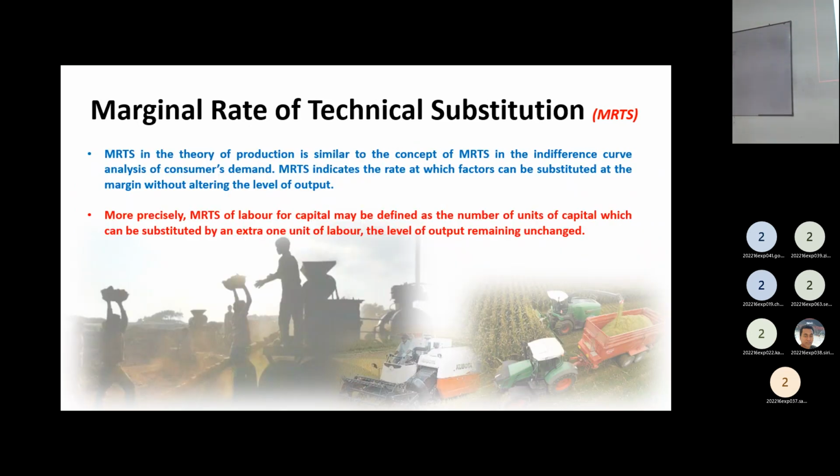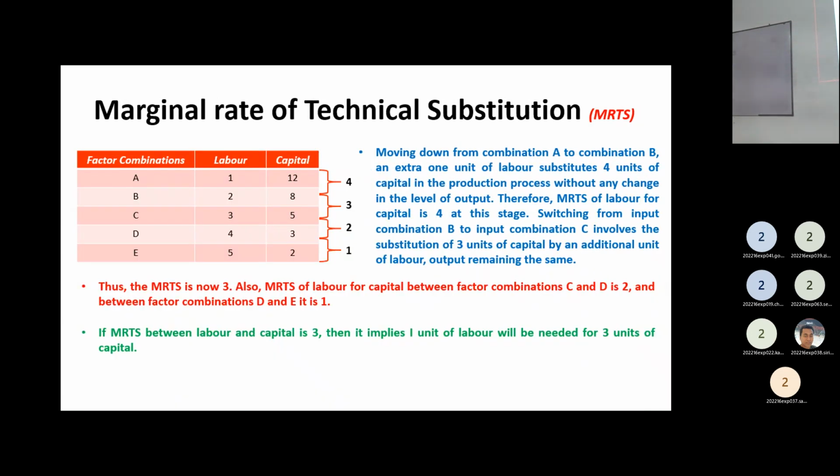Let us look at what MRTS is in a more theoretical way. Marginal rate of technical substitution in the theory of production is similar to the concept of MRS in the indifference curve analysis of consumer demand. MRTS indicates the rate at which factors can be substituted, or replaced, at the margin without altering the level of output. That is the beauty. You can change your factor combinations, but you are not going to change your output level. In this example, the output level remains 100. You change the factor combinations, but the output remains the same.